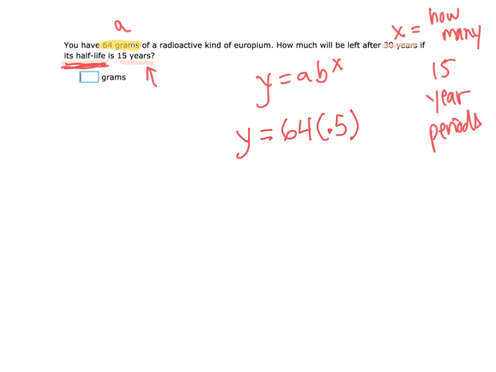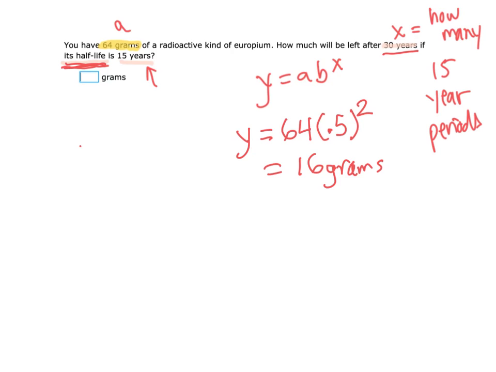And the question then is, how many 15-year periods are there in 30 years? And the answer to that is 2. So I will now go to this calculator, and I'll literally type in 64 times parentheses 0.5 to the second power. And that means that after 30 years, there will only be 16 grams left, because it's going down by half.